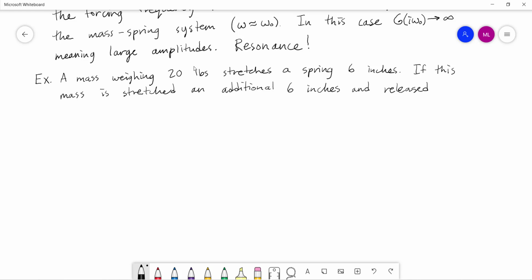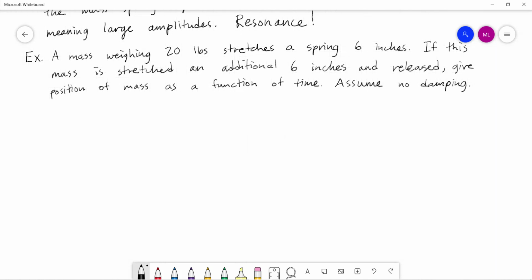we want to give the differential equation modeling this, and then potentially solve it. Give the position of the mass as a function of time. And let's, for this one, assume there is no damping. Okay, so in this one, we're assuming no damping.